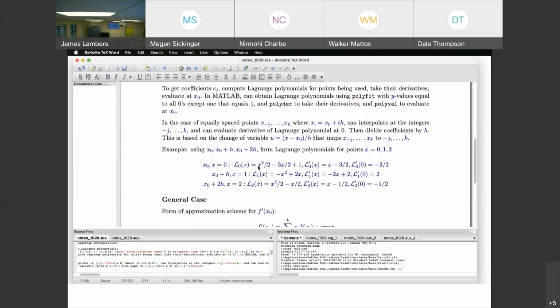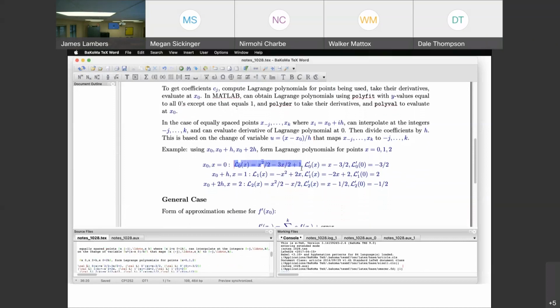So what we have here is the first Lagrange polynomial that's equal to 1 at 0, and equal to 0 at the other points, 1 and 2. Here I've just written it out simplified, so it's easier to see what the derivative is. So we go ahead and take the derivative. We get x minus 3 halves. Then we evaluate this at 0, and that's our coefficient.